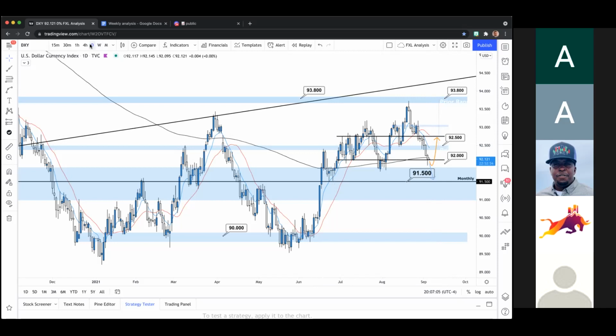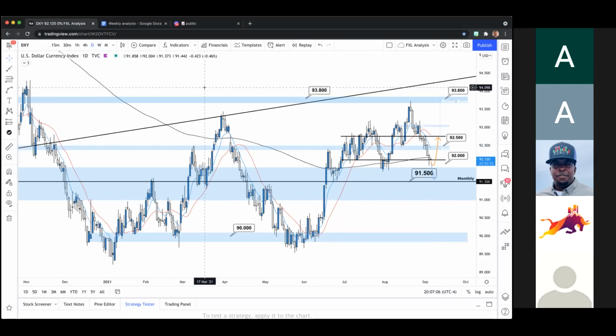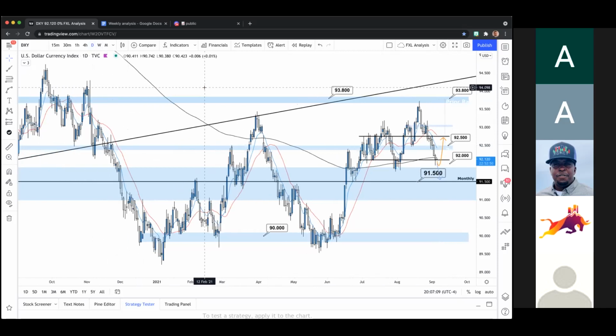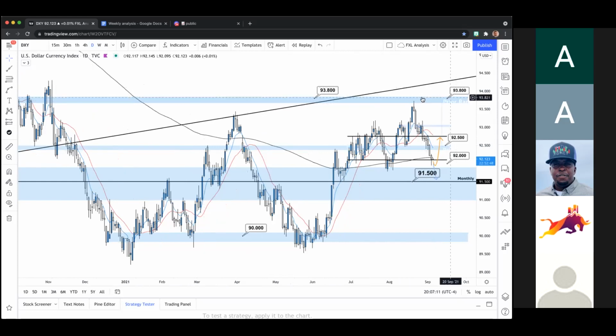Okay, so let's start here on the daily time frame. What we want to gather from the daily time frame is simply the trend. I mean, we're aware of certain areas, 93.8 here is resistance, obviously. 91.5 is a huge monthly level. But other than that, we're just grabbing the trend. We've seen that this is probably the most key level here, our monthly.